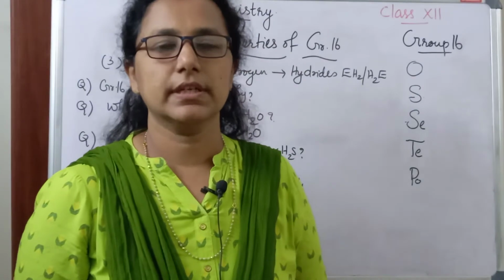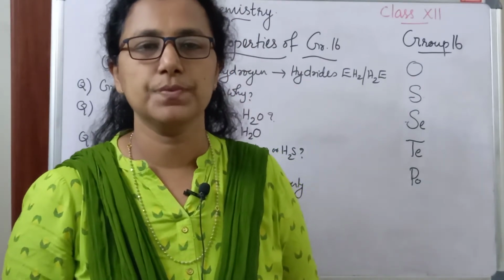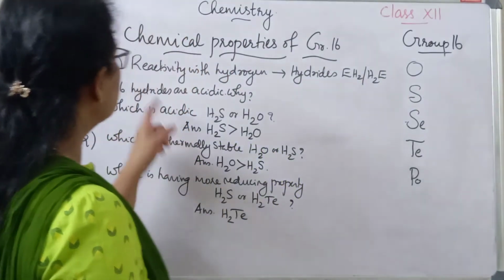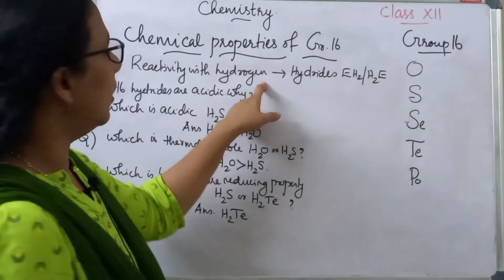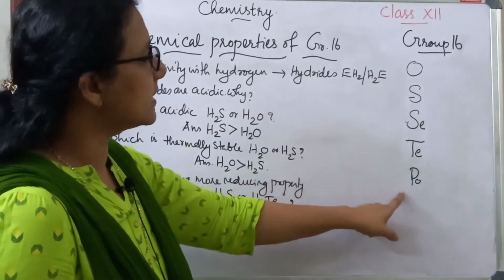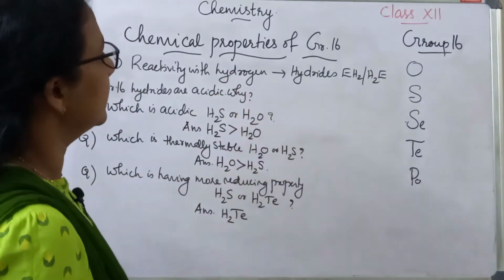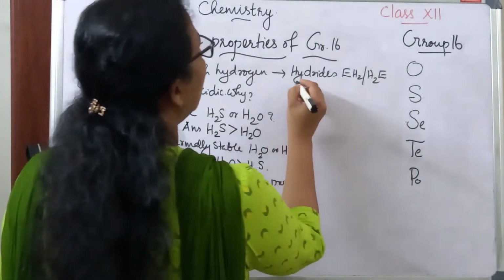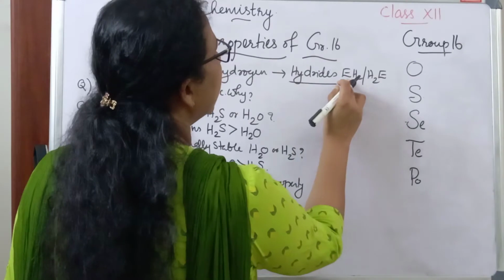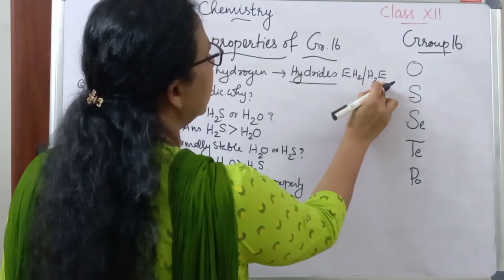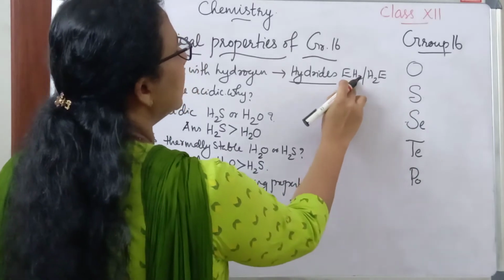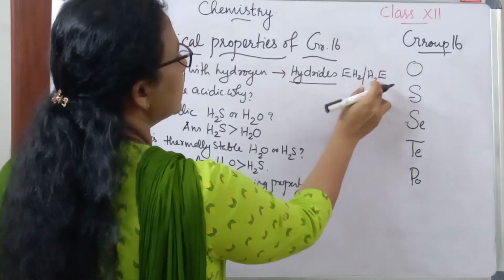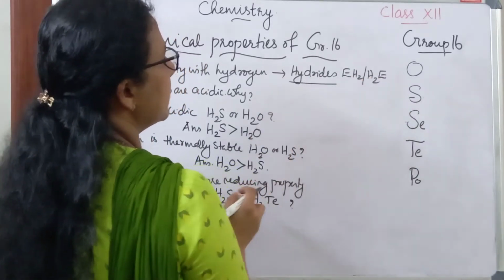Hello students, let us continue with the chemical properties of group 16 elements. The third property is reactivity with hydrogen. So how do these group 16 elements react with hydrogen? Actually, they form hydrides of the type EH2 or H2E, where E represents group 16 elements. So EH2 or H2E is the general formula of hydrides.